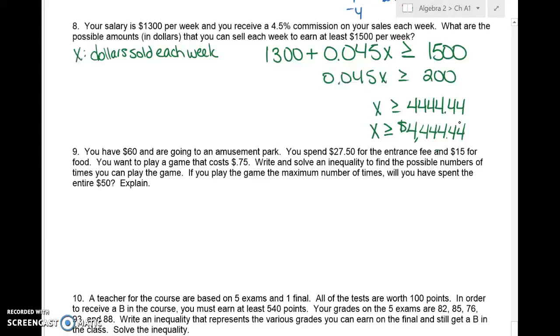Let's make a quick correction. At the bottom of the problem where it says 50, it should say 60. This is a two-part problem. You have $60 and are going to an amusement park. You spend $27.50 for the entrance fee and $15 for food. You want to play a game that costs 75 cents. Write and solve an inequality to find the possible numbers of times you can play the game. That's part 1. We'll talk about part 2 in a minute.